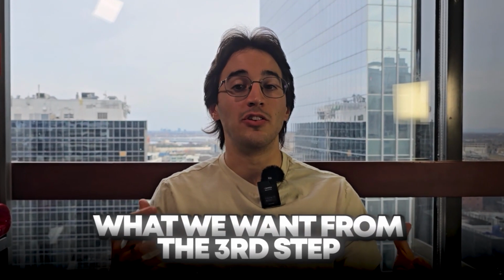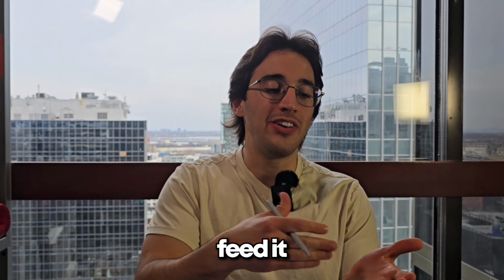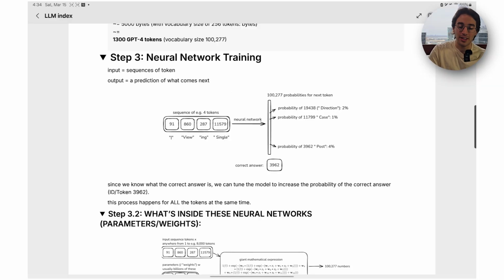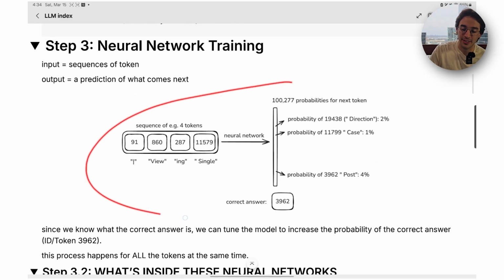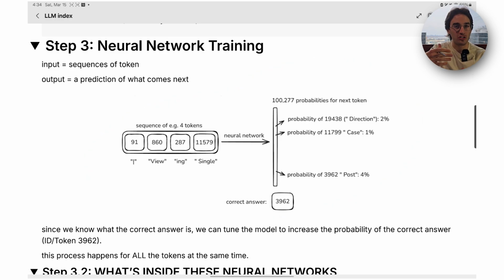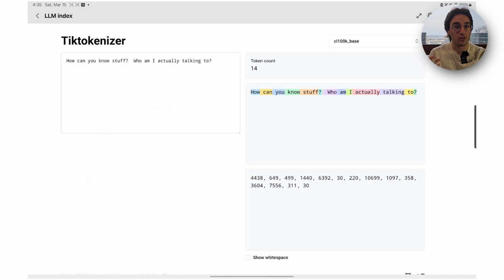We're going to later see briefly what a neural network is, but for now let's try to understand what we want from this third step. Essentially, once we have tokenized this big long file of text, we want to feed it into the neural network so that it can understand what the most likely next token in the sequence is. So for example, given these first three tokens, what is the most likely token to be the fourth token? In this case, 1440.